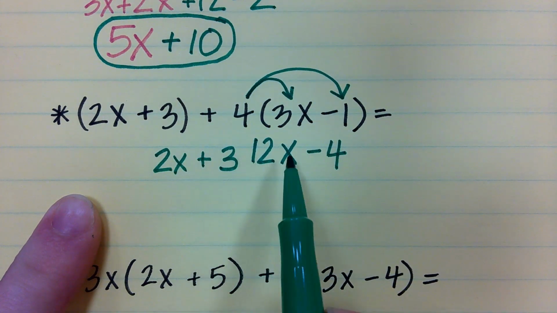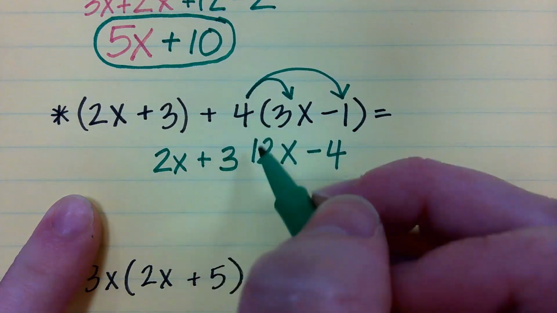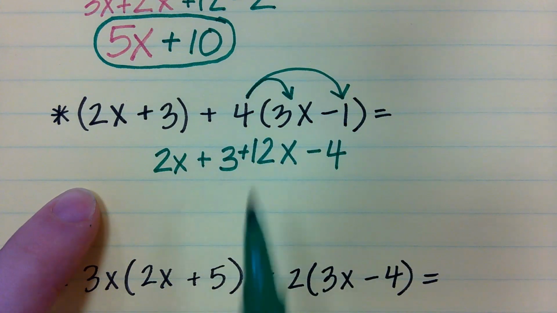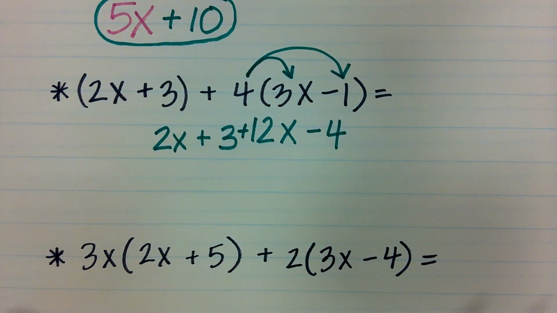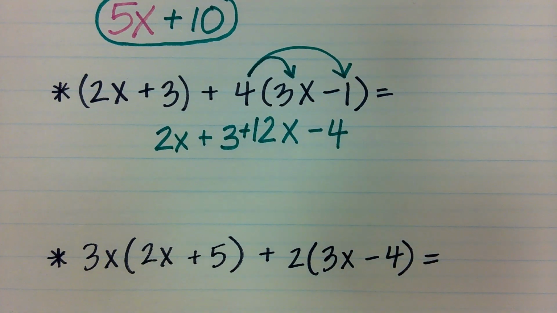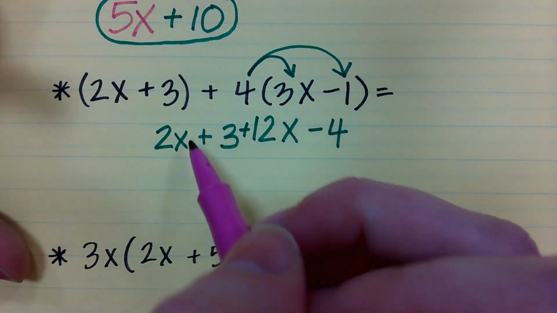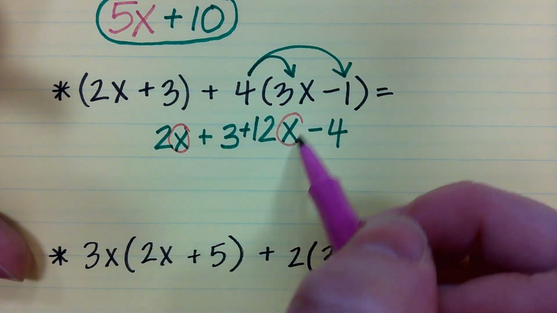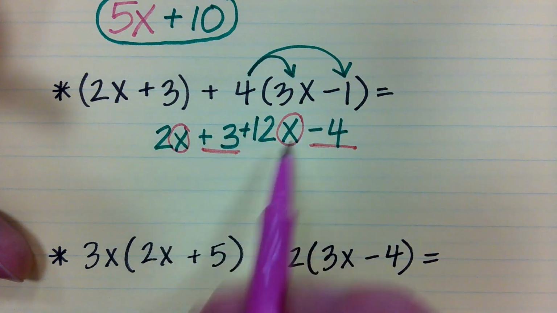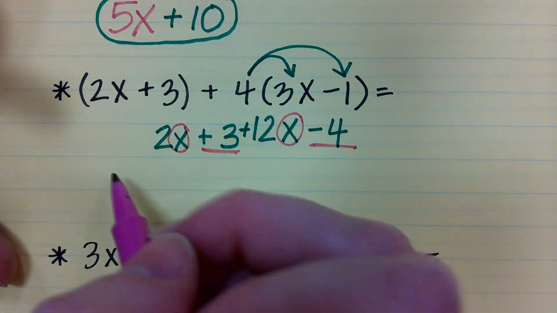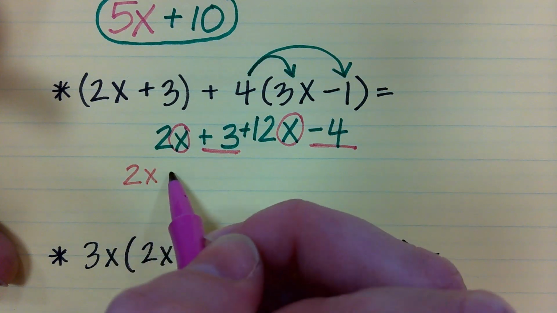And what goes in between my 3 and my 12x? Plus, because 12x is positive. Sorry, I made that kind of messy there, but you know what I meant. Now you combine like terms. Where are my like terms? Yeah, I've got 2x plus 12x. What's that? Yeah, I'm going to write this out.